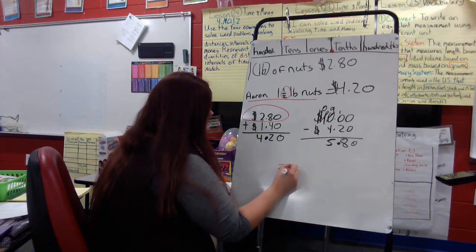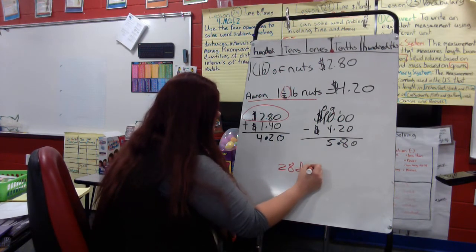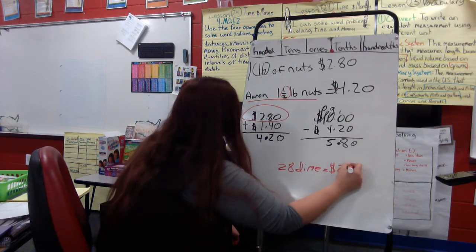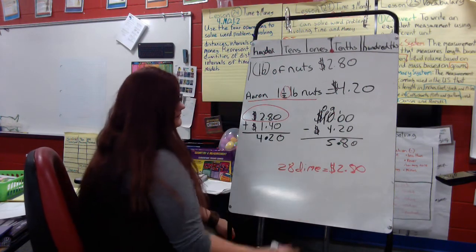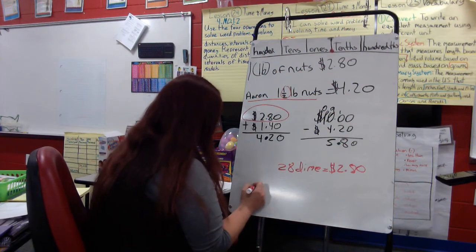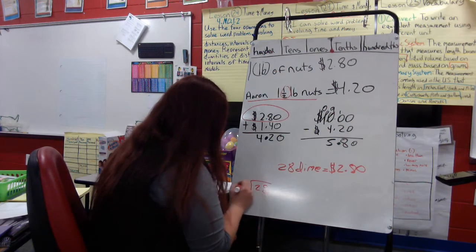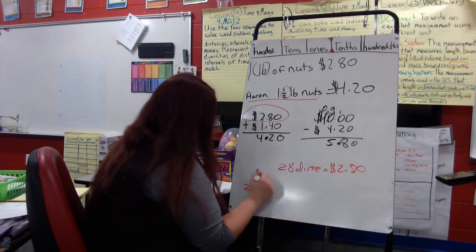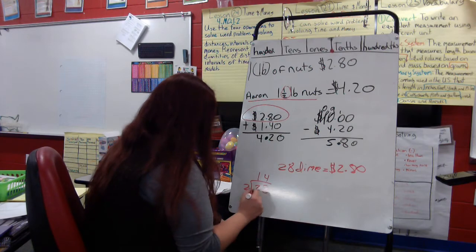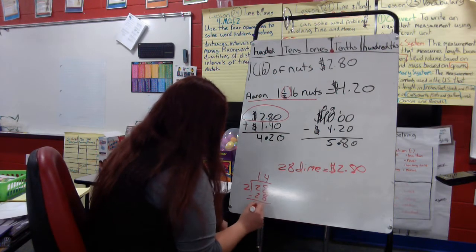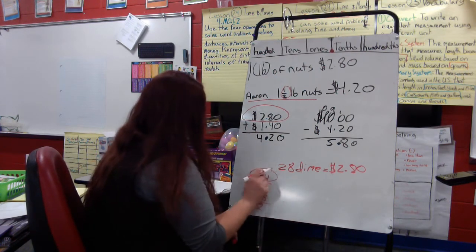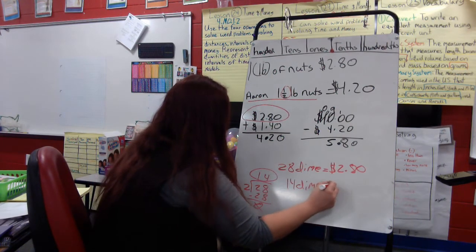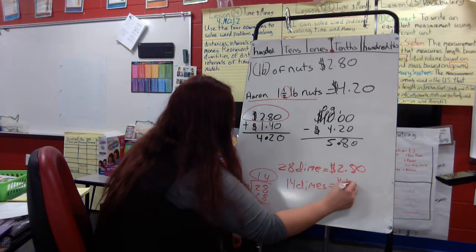28 dimes is equal to $2.80. I took that 28 and I divided it by 2 to find out how much a half is. 28 divided by 2 ended up being 14. I have 14 dimes, which was equal to $1.40.